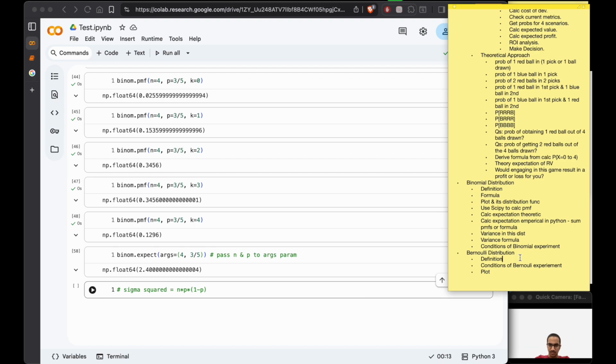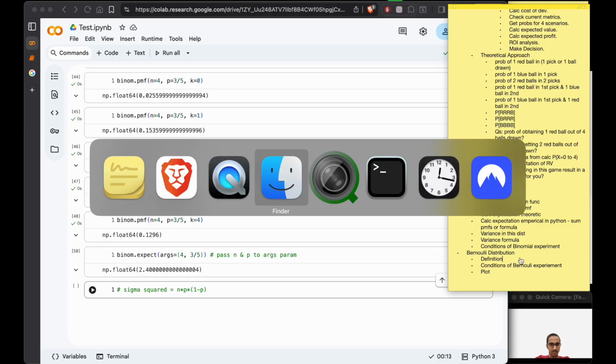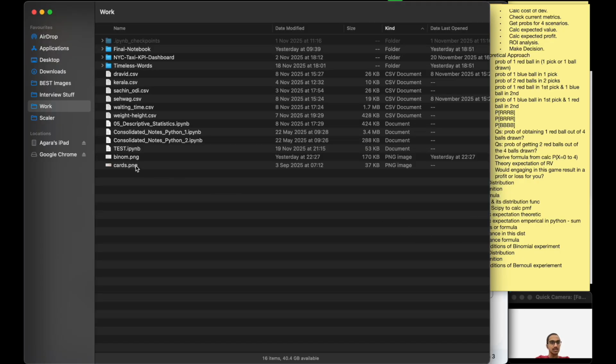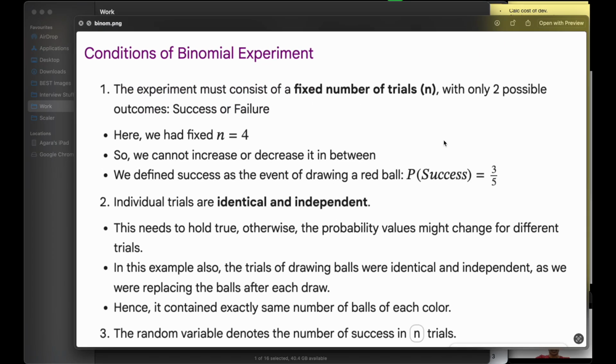Now, conditions of a binomial experiment. Let me just peek at the data directly. So these are the conditions. There are three conditions. One is the experiment must consist of a fixed number of trials. We obviously have fixed trials in the previous example, right? 4 trials. So 4 draws of the balls.